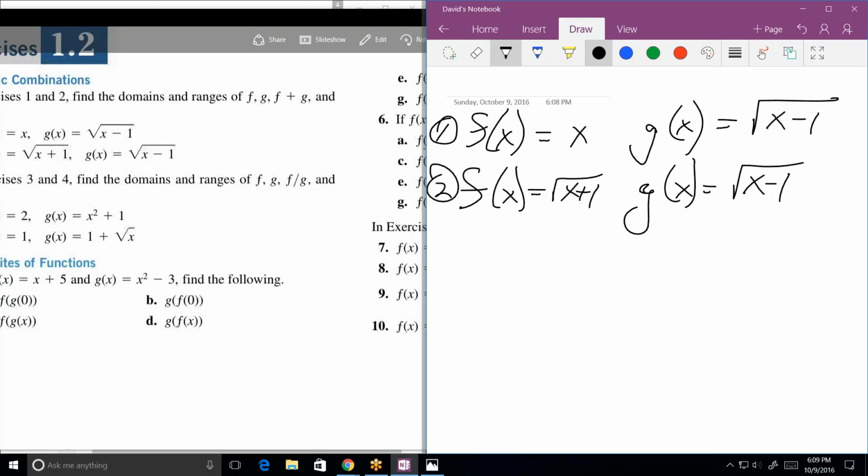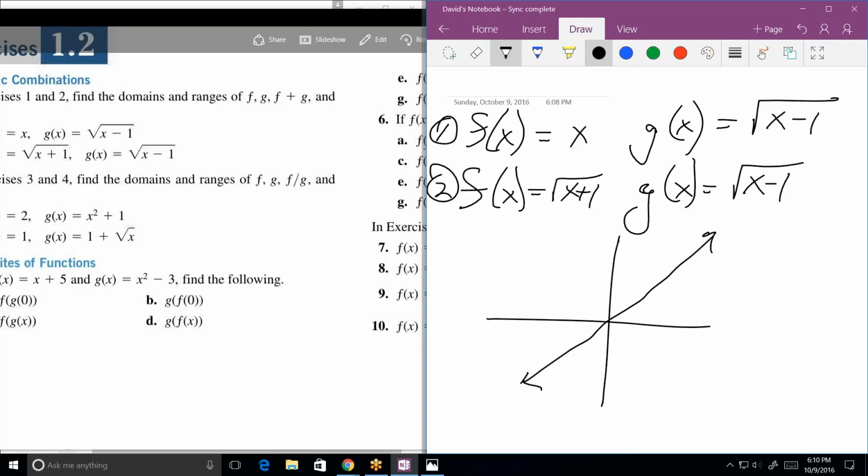Okay, let's talk about domain. What's the domain of f of x in 1? So, could I put that on a calculator? No. If I were to graph it, this is what it would look like. It would just be 1 or a slash.